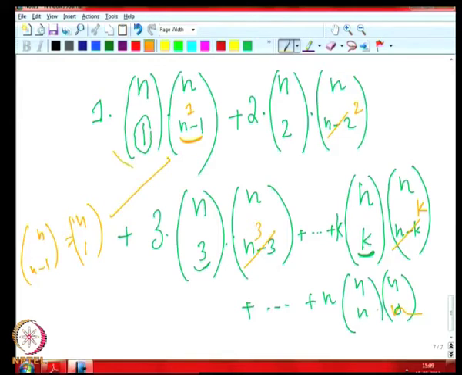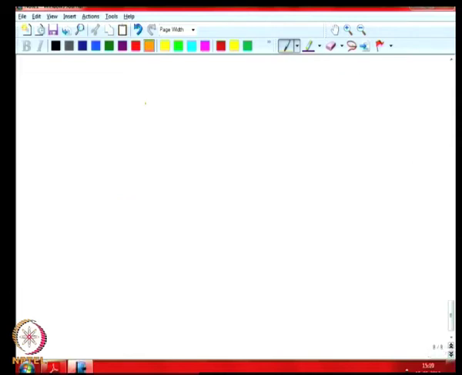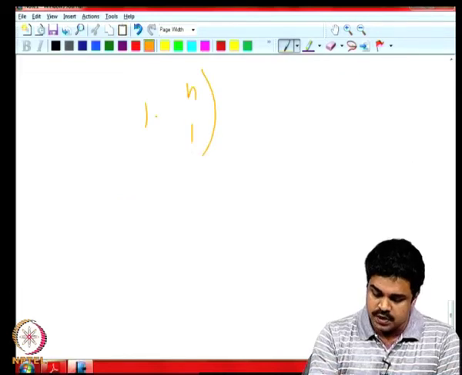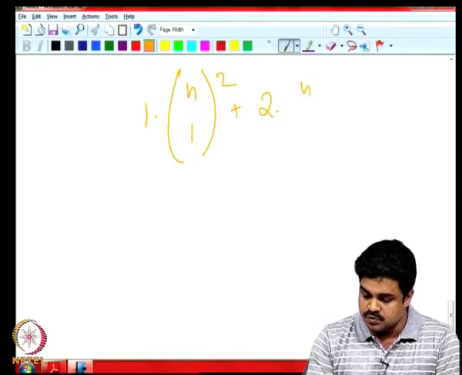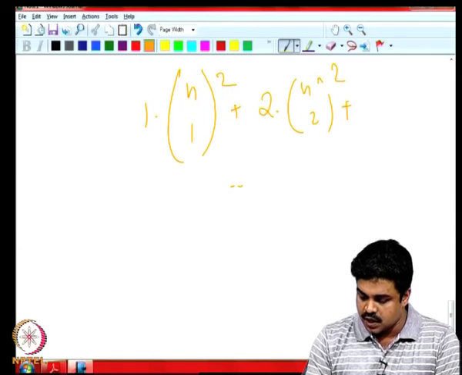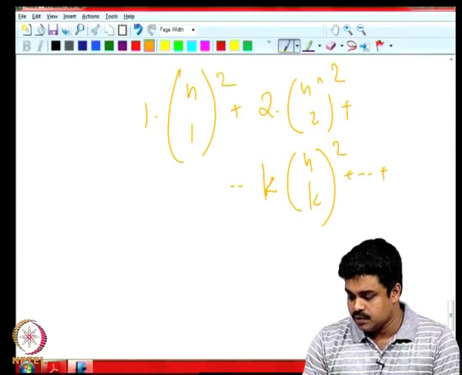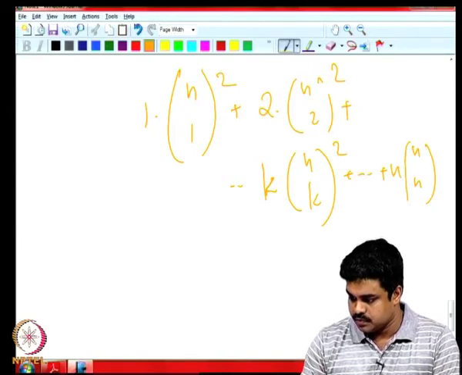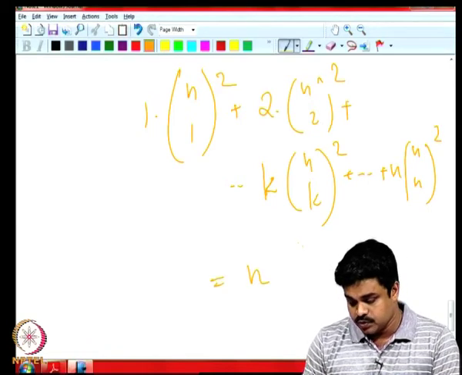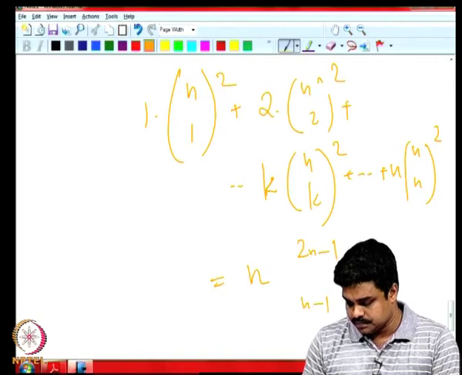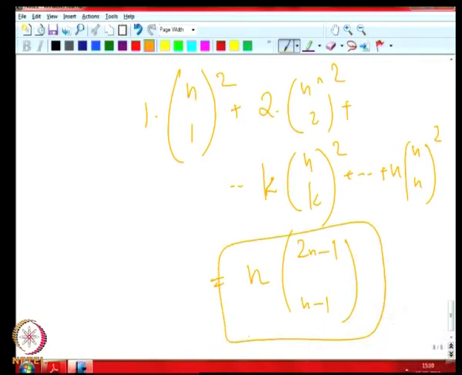Like we did in the previous case, this term n choose 1 into n choose n minus 1 can be read as n choose 1 into n choose 1, that is n choose 1 square. Similarly, n choose 2 into n choose n minus 2 is n choose 2 into n choose 2 itself, that means n choose 2 square, and so on. So, finally, this turns out to be 1 into n choose 1 square plus 2 into n choose 2 square plus, finally, k into n choose k square, up to n into n choose n square. So, this counts n into 2n minus 1 choose n minus 1, the same.